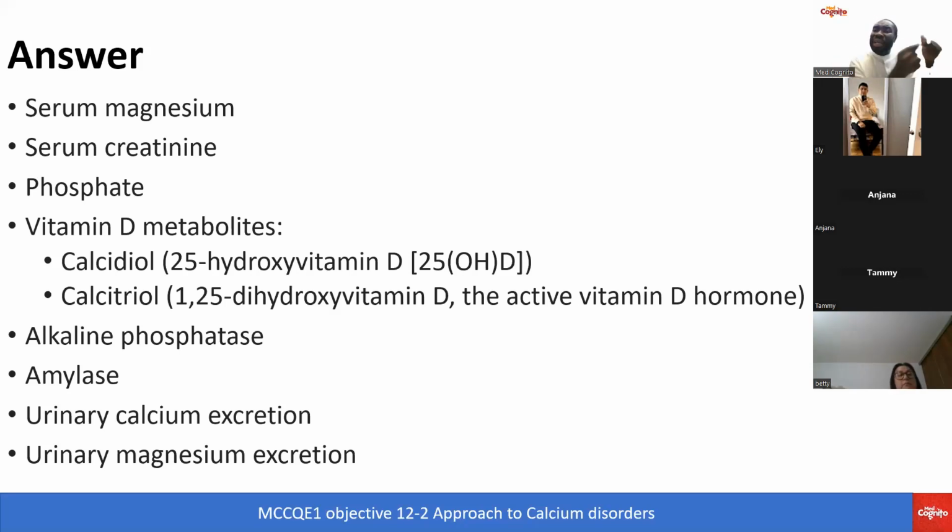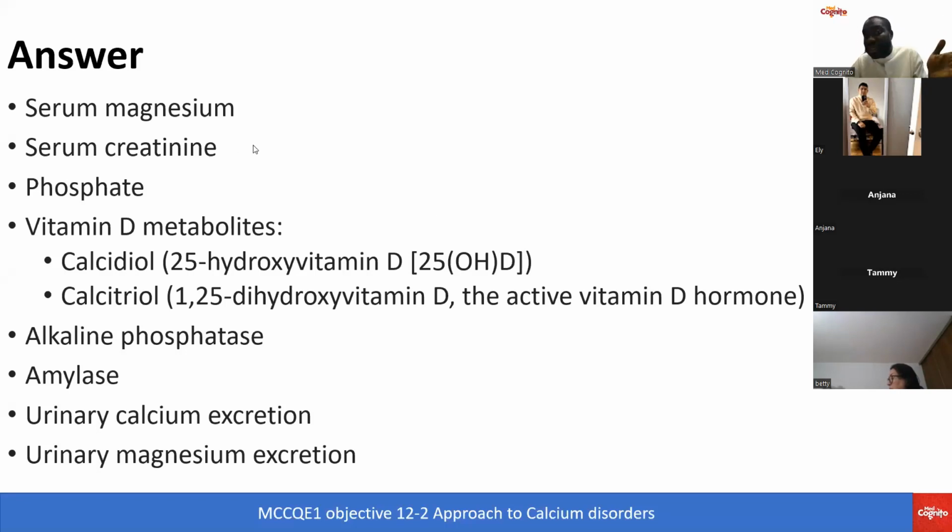Why? Because we learned that acute pancreatitis can also cause hypocalcemia. We learned that. That's why we are requesting amylase level. And then urine calcium excretion and urine magnesium excretion. So these are the further investigations you will do after you've done your initial investigation for a patient with hypocalcemia.